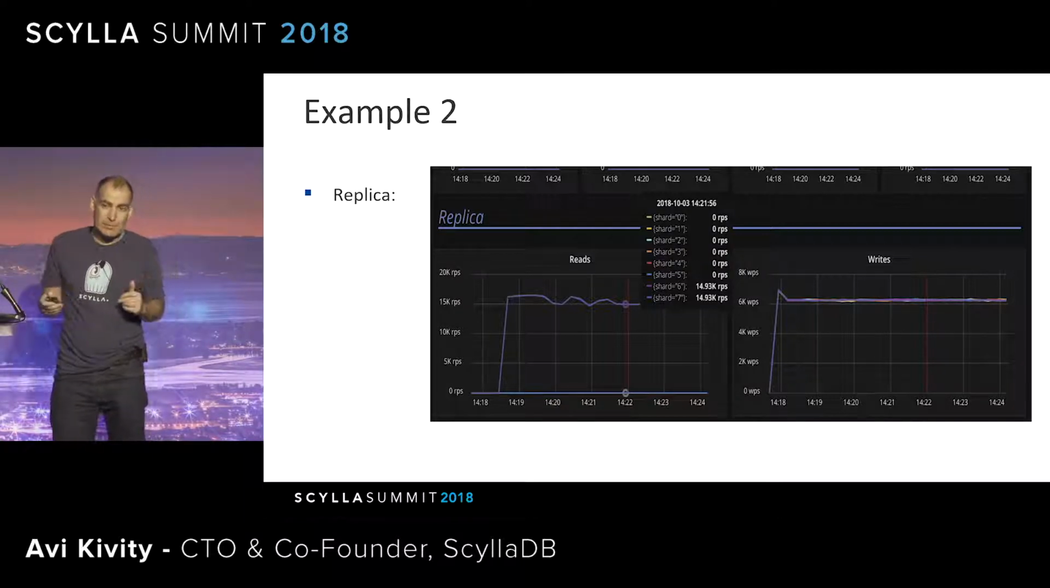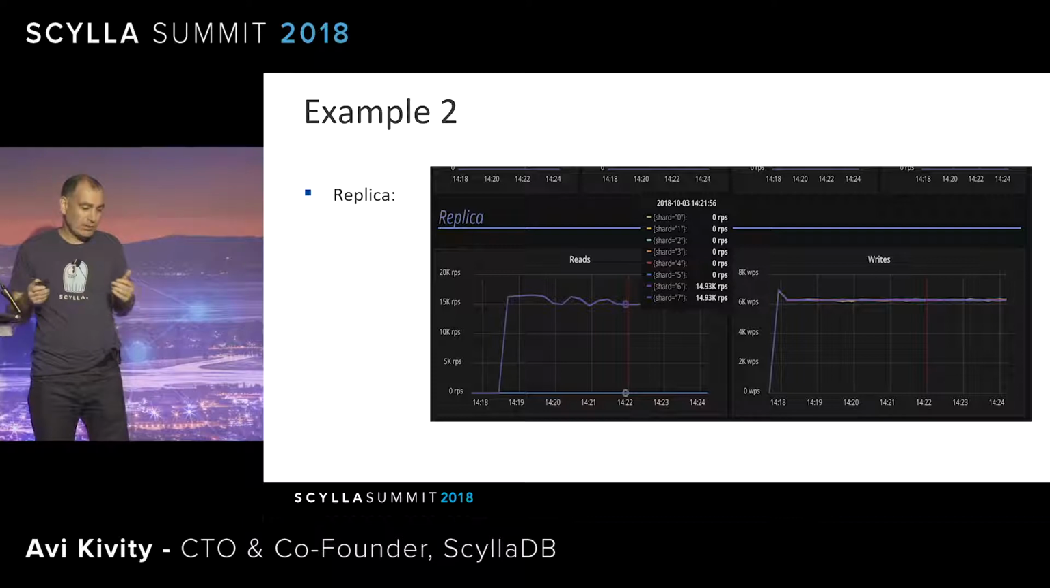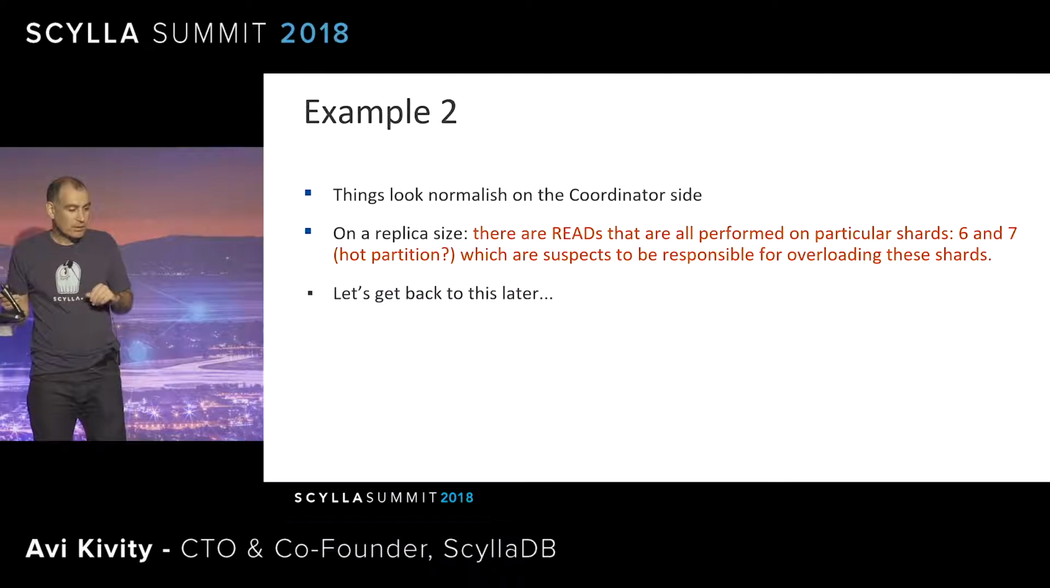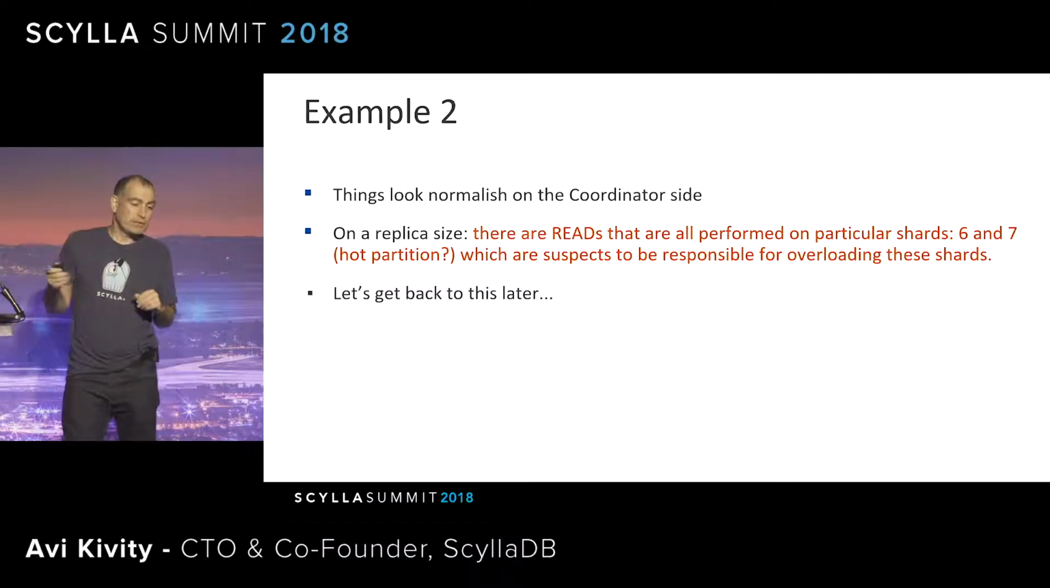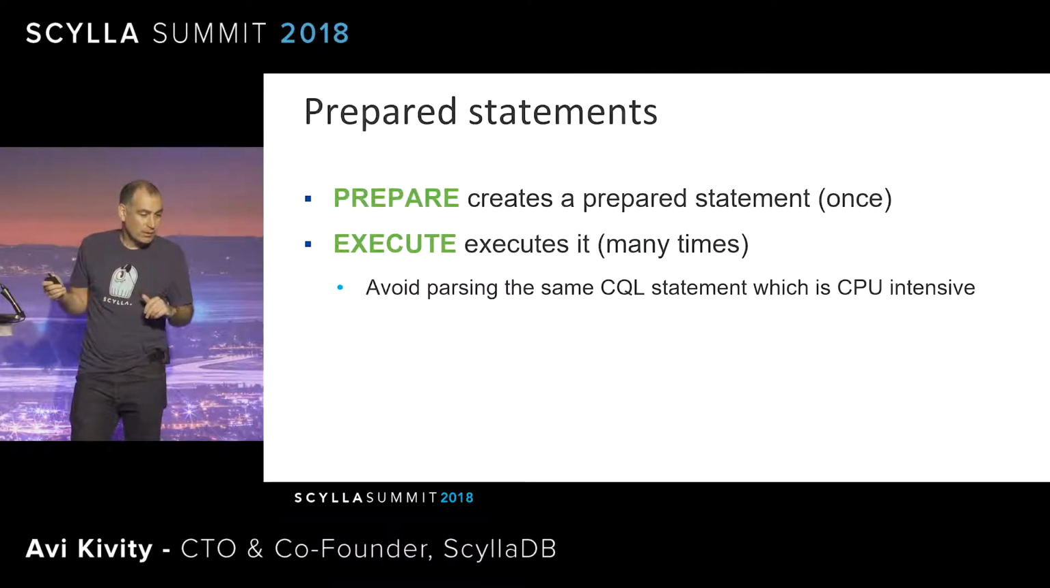And of course, sometimes it doesn't look exactly like that. Sometimes you still have a small rate at the other shards. This is an extreme example. So we saw that shards 6 and 7 have a huge number of hits, while the others have none. So it's perfectly reasonable to assume that it's a hot partition.